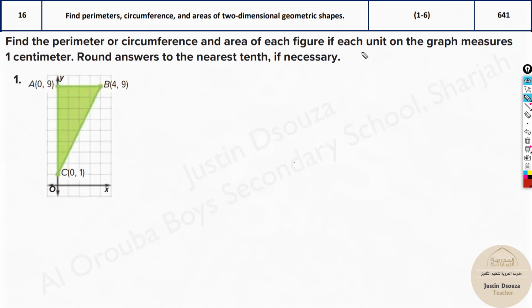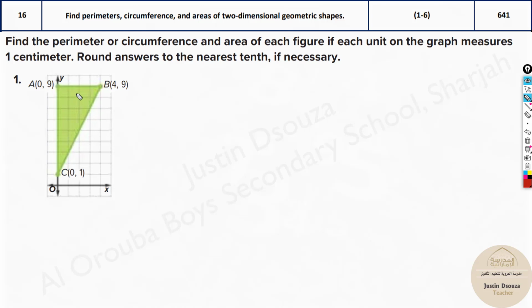And the area of each figure, if each unit of the graph measures 1 centimeter, round your answers to the nearest tenth. Nearest tenth means there must be one digit after the decimal point. If your answer is 7.234, you should just write 7.2. Round it off to one decimal point. That's nearest tenth. Now let's solve this problem.